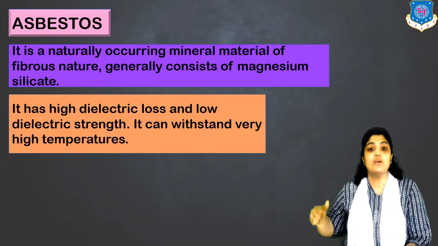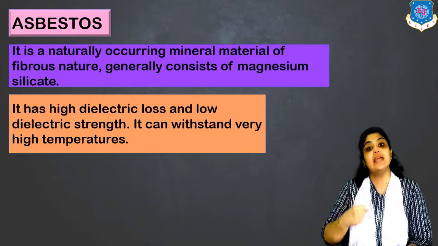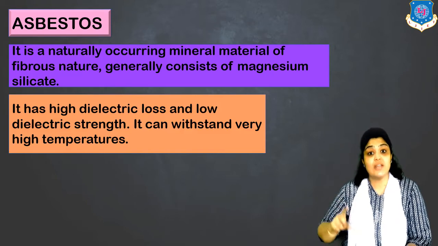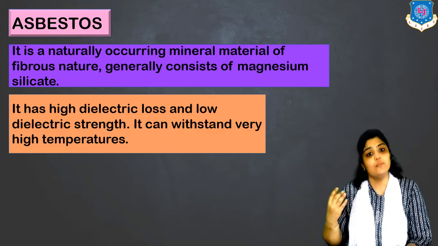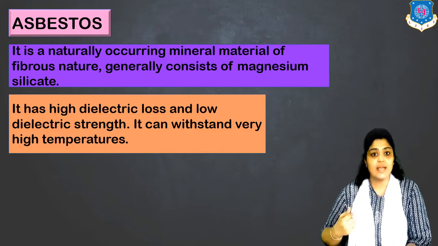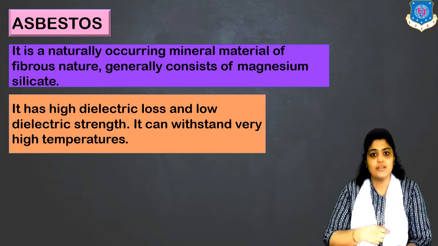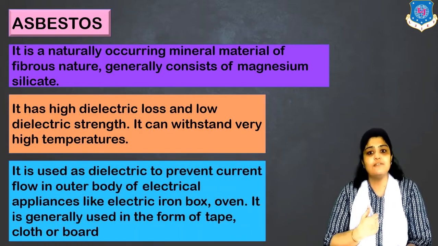If I use asbestos as a coating on an electric iron, it would get heated up because it has a high dielectric loss. But it has a good strength towards temperature. It can withstand high temperatures, right? So depending upon the characteristics, they can be used in different applications. Let's see what are the uses of asbestos.